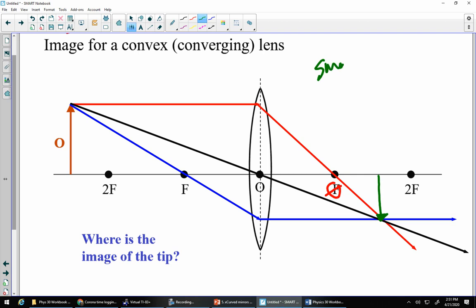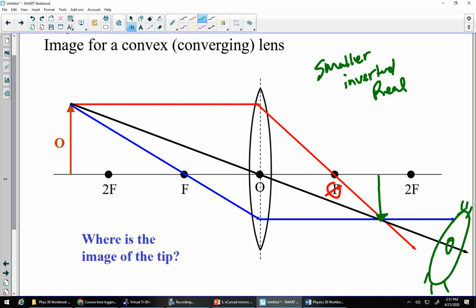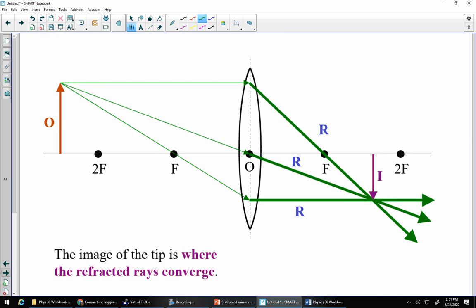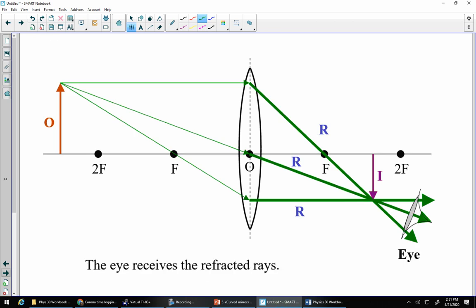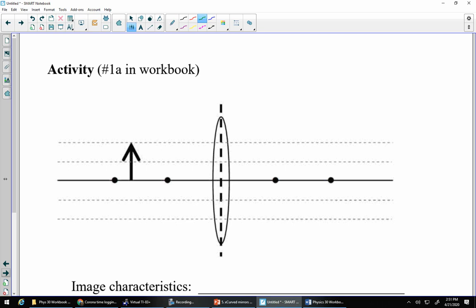Smaller, inverted, and real, right? And if I wanted to draw an eye for this one, remembering that light passes through the lenses, the eye has to be on the opposite side as the object. Cool. Alrighty. So same idea, just use both focal points. Here's a slightly nicer picture, but it does the same thing and shows the same ideas.